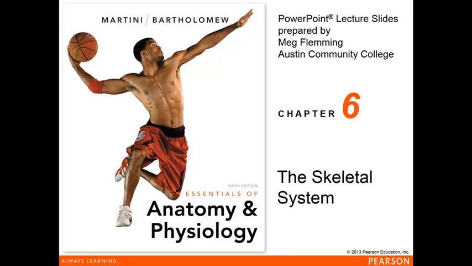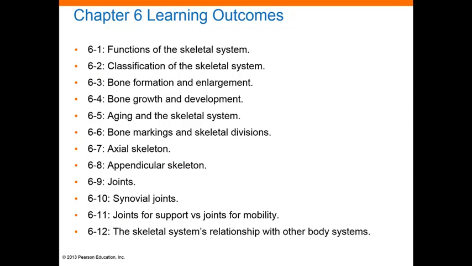This lecture recording will go over Chapter 6, the skeletal system. In this chapter, we will be discussing the functions of the skeletal system, how to classify bones according to shape and compare the structures and functions of compact and spongy bone. In Section 6-3, we'll compare the mechanisms of intramembranous ossification and endochondral ossification. We'll describe the remodeling and homeostatic mechanisms of the skeletal system in 6-4, and in 6-5 we'll summarize the effects of aging on the skeletal system.